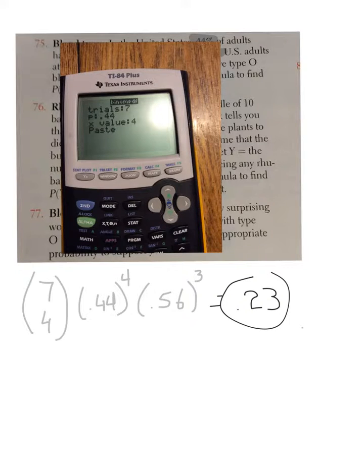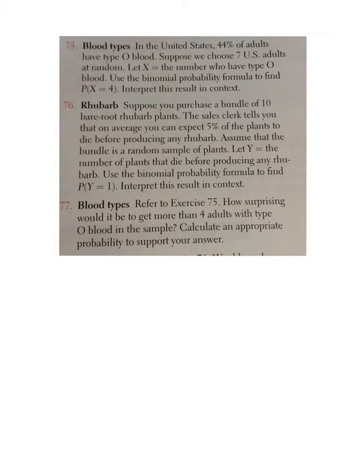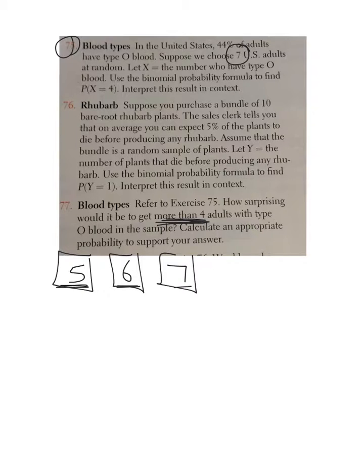Okay, let's look at the next one. Number 77. How surprising would it be to get more than four adults with type O blood? Well, more than 4 adults means either 5 or 6 or 7. Don't forget we were testing on 7 adults here. So you could do the problem just like we did in 75 for 5 and for 6 and for 7, and then add them all together.